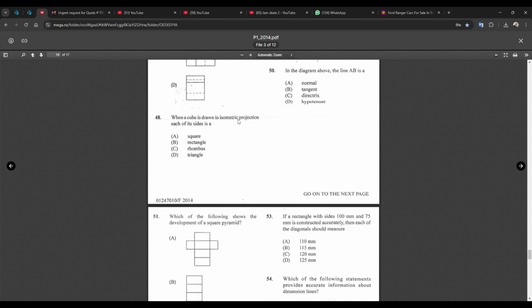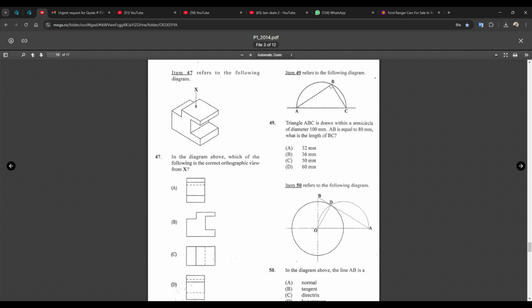Number 48. When a cube is drawn in isometric projection, each of its sides is a... It's a good question. I would say rhombus. It's a rhombus. Each of its sides is a rhombus. C.